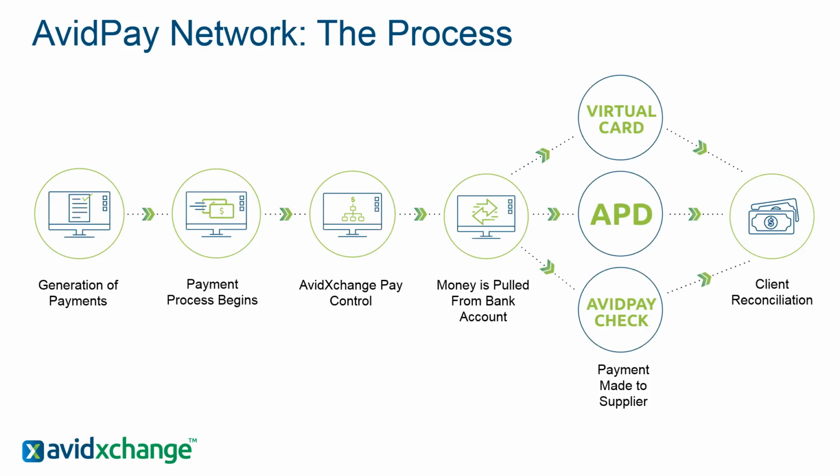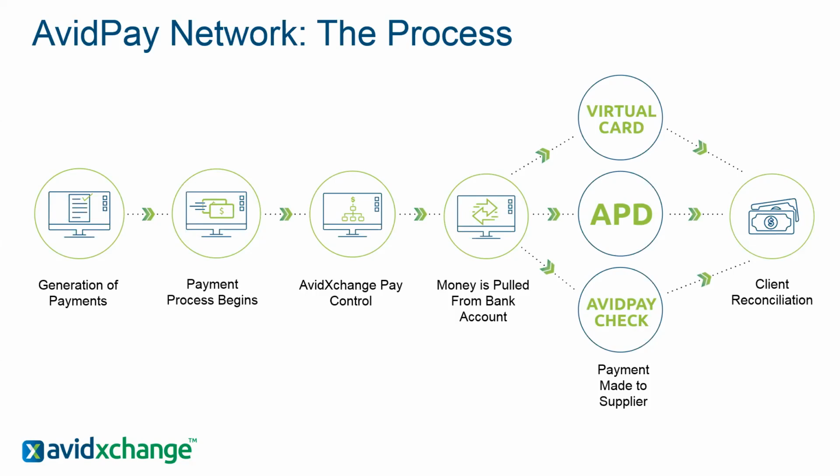So for those vendors already in our network, we already know whether they want to get a virtual card payment, what we call Avid Pay Direct, which is an enhanced ACH payment, or whether they want to receive a check. And yes, we do still print checks. In fact, I think over 200,000 of the suppliers in our network still take checks from us. So we're one of the largest check printing companies in the country. But the goal is to eventually move them off checks to electronic forms of payment. But it's happening over time.